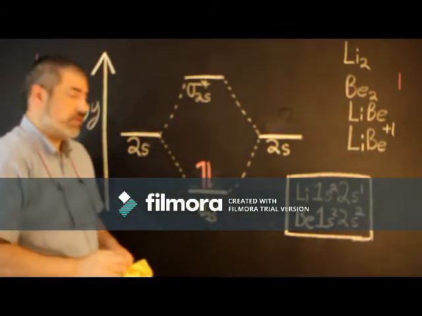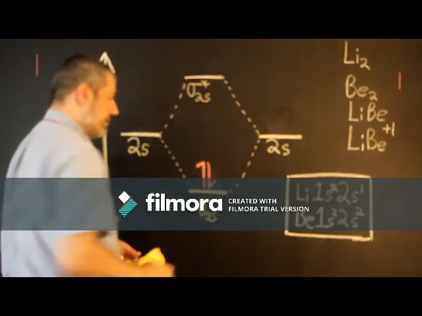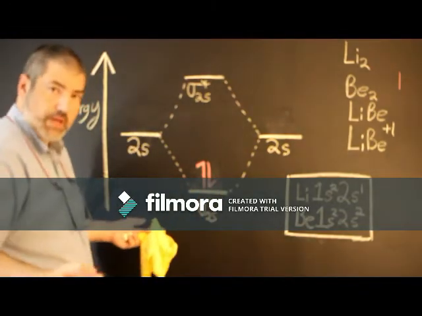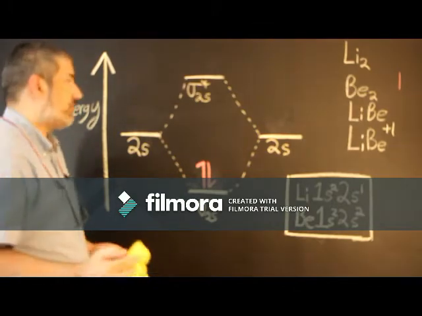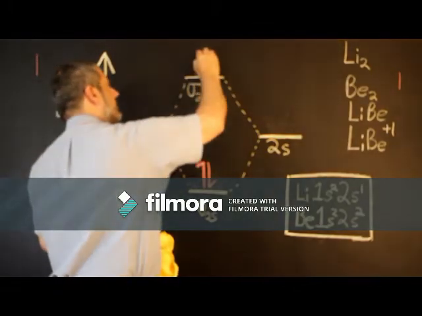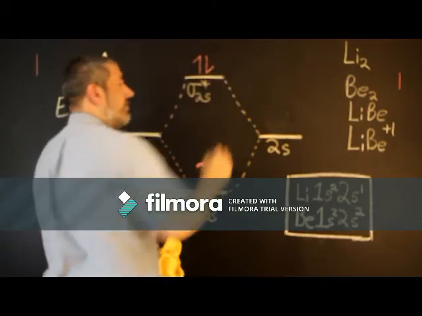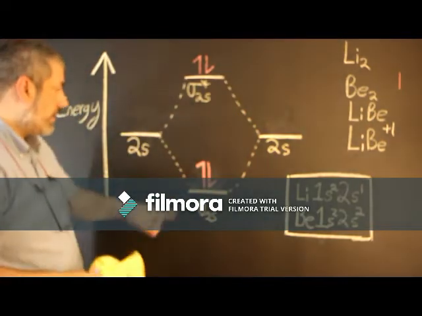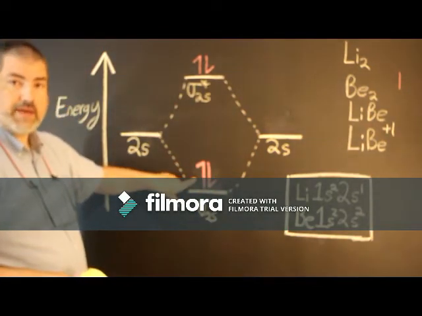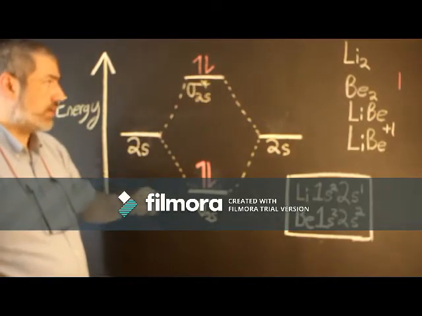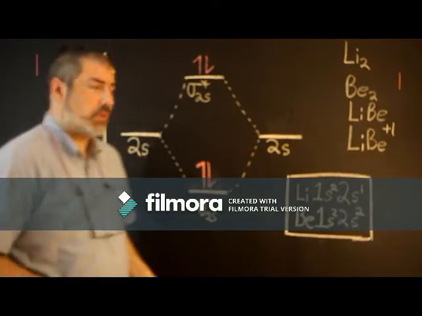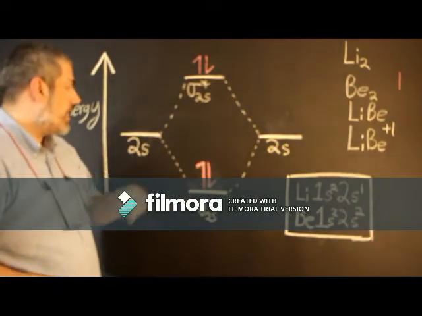I put in the first 2 in my bonding MO, as we did with diatomic lithium, but we have 4 electrons. So the next 2 must go to anti-bonding. 1/2 of 2 minus 2 is going to be 0. So the bond order of diatomic beryllium is 0.